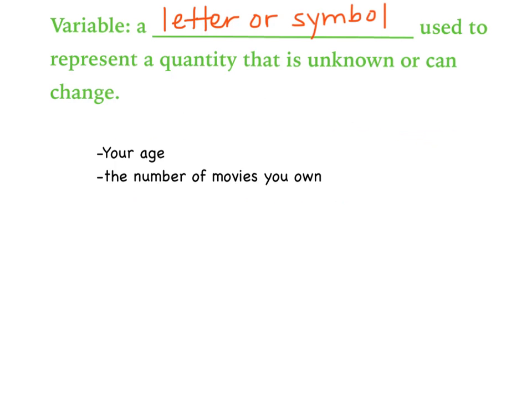Alright, so the first thing we're going to talk about is a variable. A variable is a letter or symbol used to represent a quantity that is unknown or can change. You guys used variables last year when you were writing expressions.